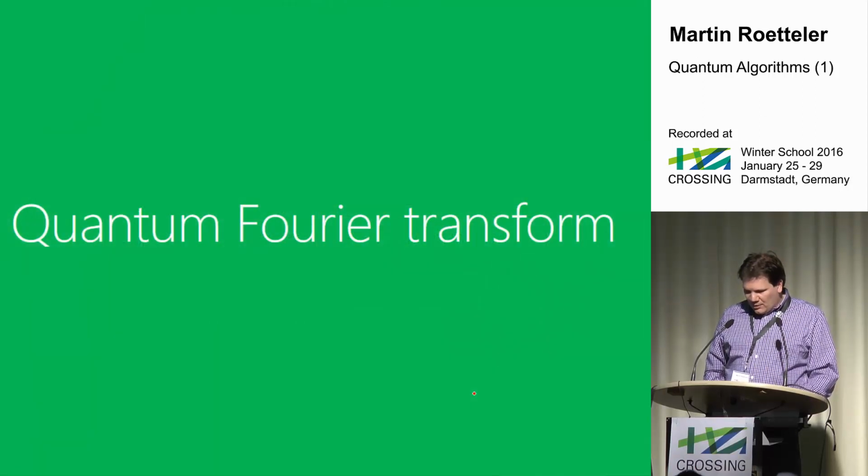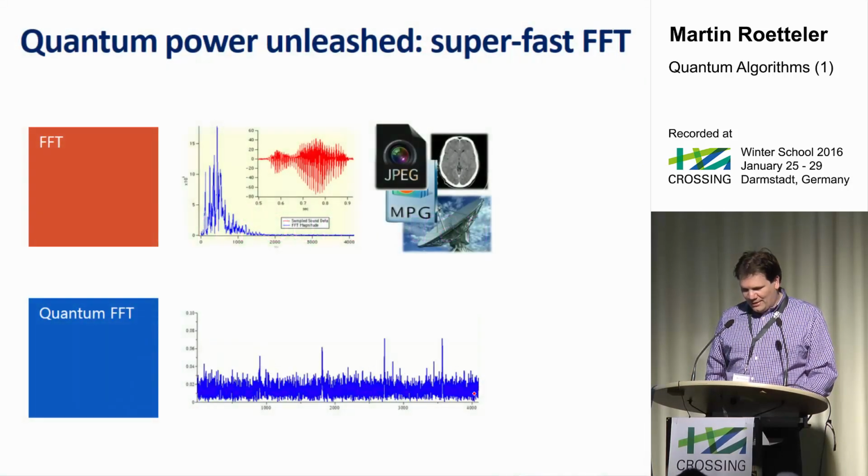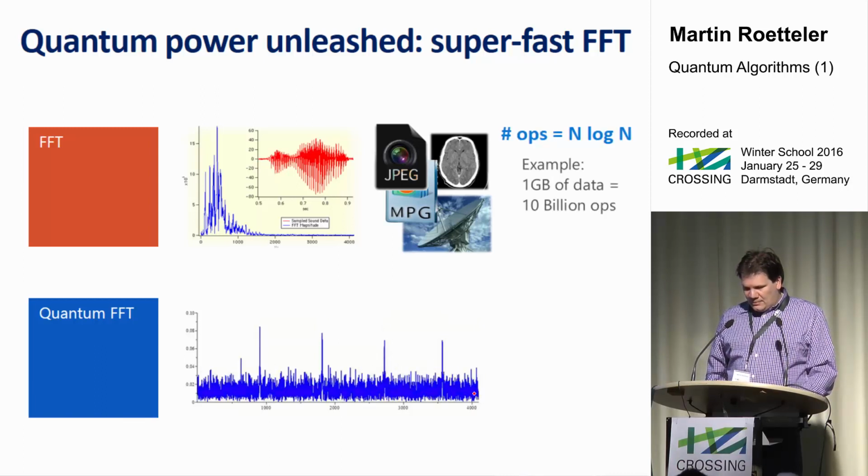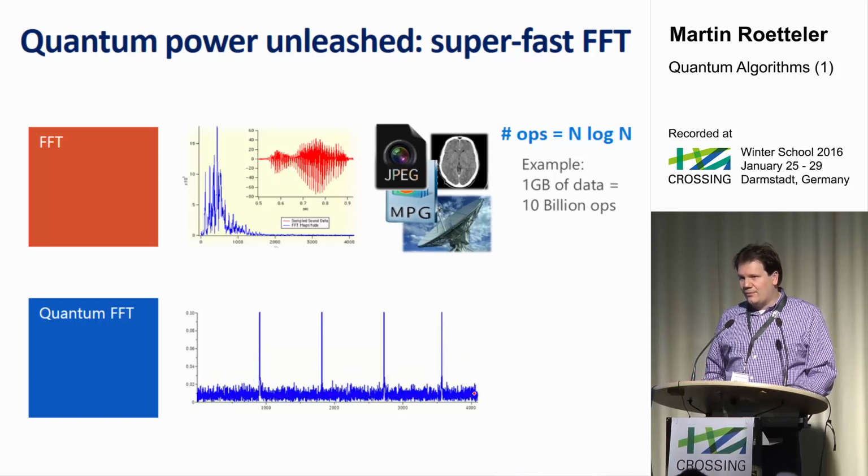Okay, so let me talk about the Fourier transform. We'll see in a moment why it's very useful, but let me just as a warm-up show you why it's so useful. Even classically, of course, everybody knows Fourier transforms are incredibly useful in compression, for instance. And Fourier transforms are nice because there's a fast algorithm.